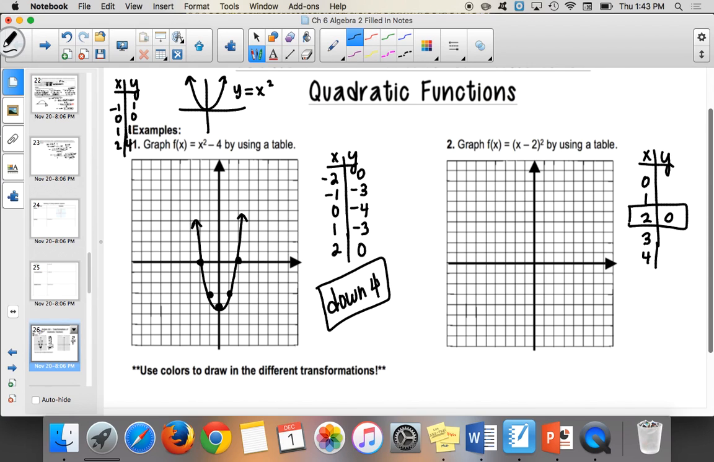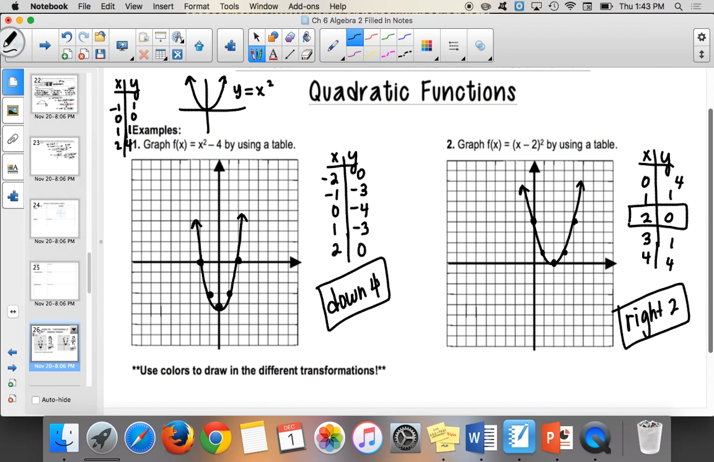So I have 3 minus 2, and I square it, so I get 1. 4 minus 2 squared is 4. 1 minus 2 is negative 1, but when I square, I get 1. And 0 minus 2 is negative 2, but when I square it, I get 4. So when we sketch this out, we have 0, 4, 1, 1, 2, 0, 3, 1, and 4, 4. And so it's moved to the right 2 from that parent function.